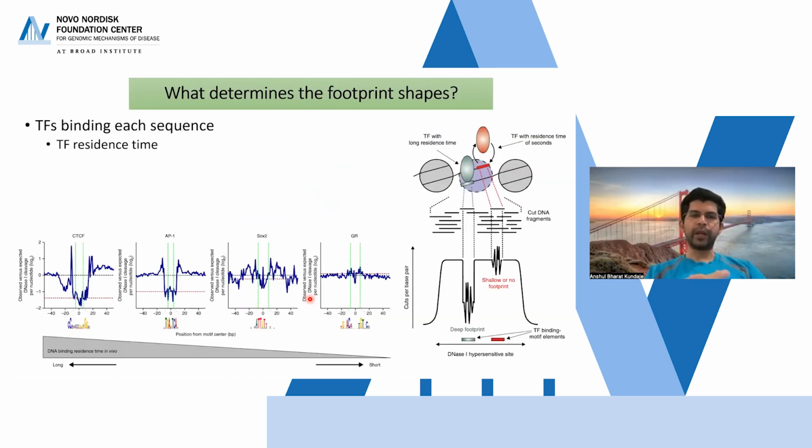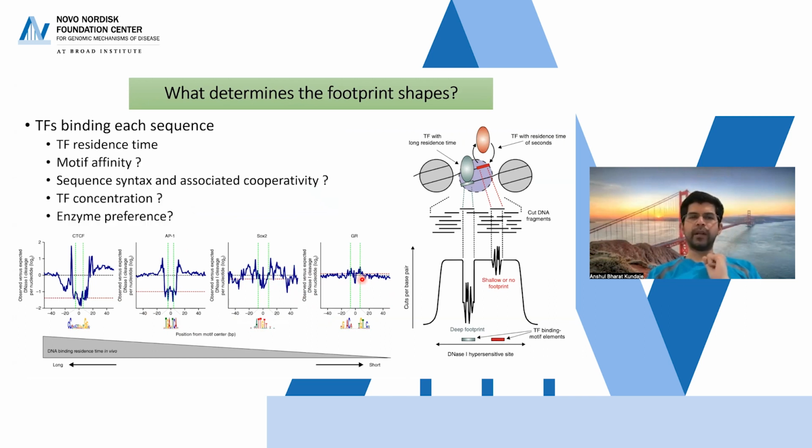So what determines footprint shapes? Let's just discuss that for a second. There is transcription factor residence time, that is, how long the protein sits on the DNA. If you sit for a really long time, you protect the DNA much longer, and you get deeper footprints, right? Like CTCF, AP1. GR, for example, has a very shallow footprint. But there are many other factors. The affinity of the sequence motif that the transcription factor is binding to has an effect. Surrounding sequence syntax and cooperative binding has an effect. So it's not just the motif, but what's happening around. Chromatin state obviously has an effect, but also transcription factor concentration, and the elephant in the room, enzymatic preference.